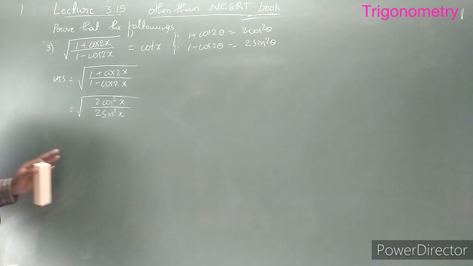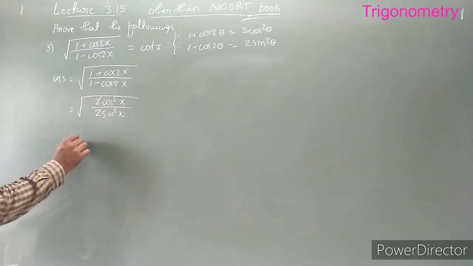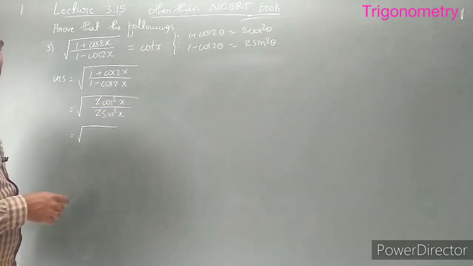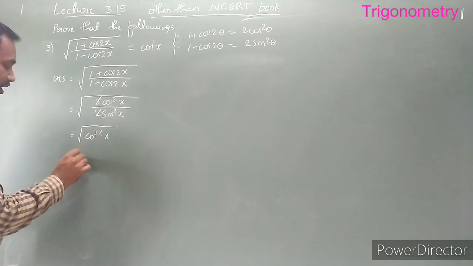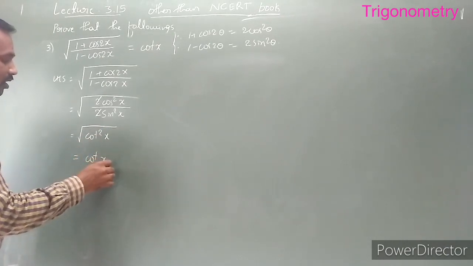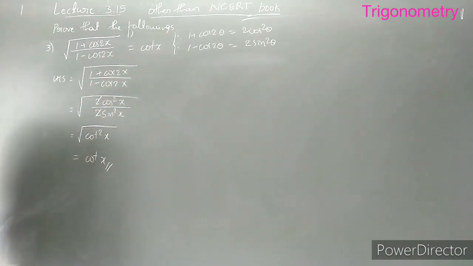Here in terms of x, I am just writing x. Inside the square root, the 2 gets cancelled. The square root of cos square theta divided by sin square theta is cot square theta. Cot square theta is nothing but cot of theta, or cot of x. Hence LHS is equal to RHS.